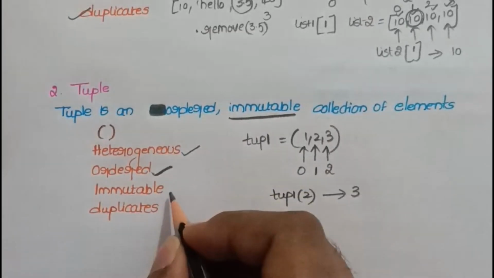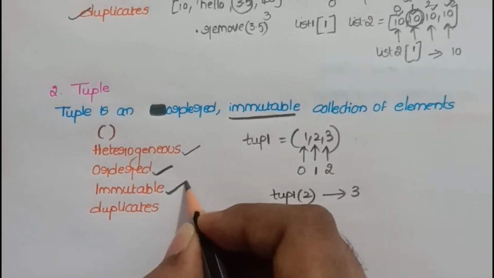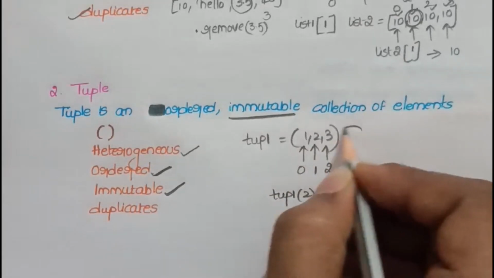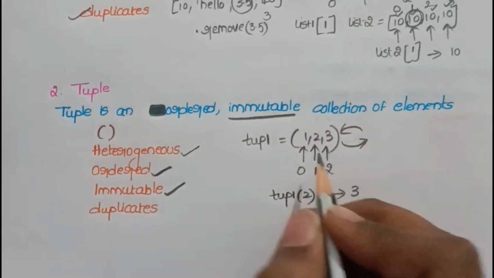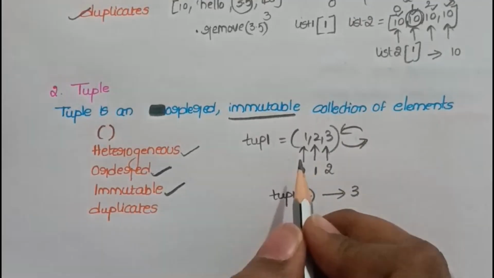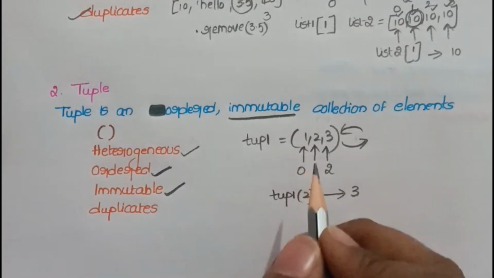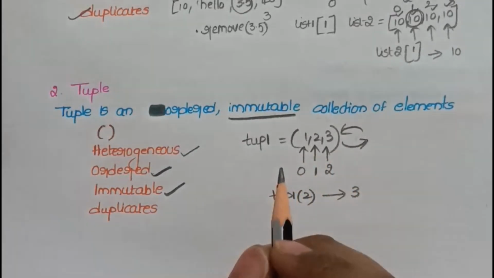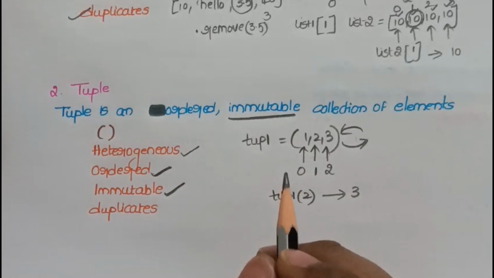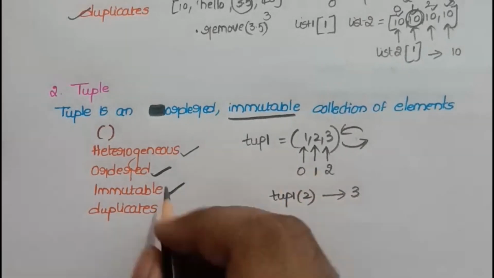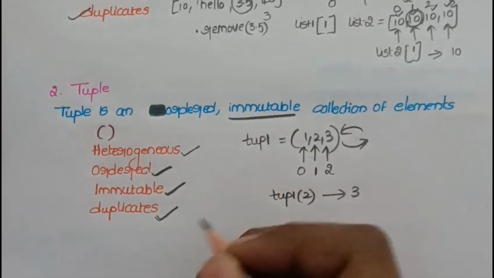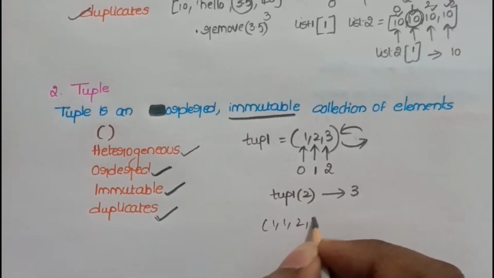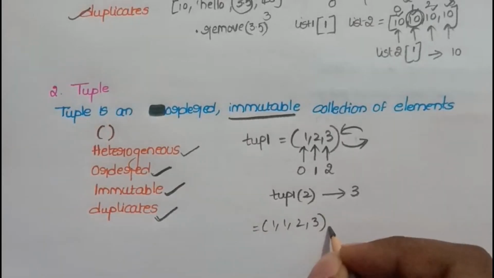Tuple is ordered. Tuple is immutable, meaning once a tuple is declared, you cannot add or remove elements from this tuple. If you try to do so, the interpreter throws an error. That is the basic difference between list and tuple. List is mutable, tuple is immutable. Tuple allows duplicate values. You can store two elements with the same values. Tuple will not throw an error.